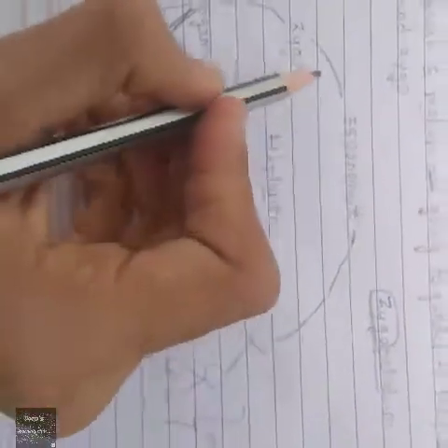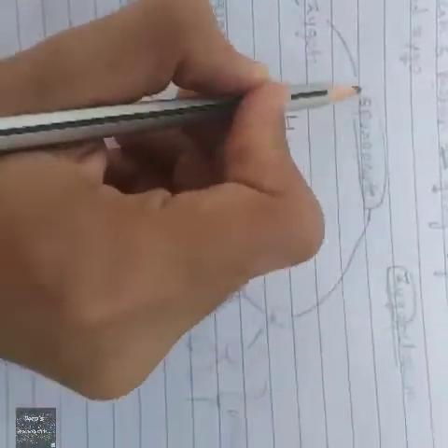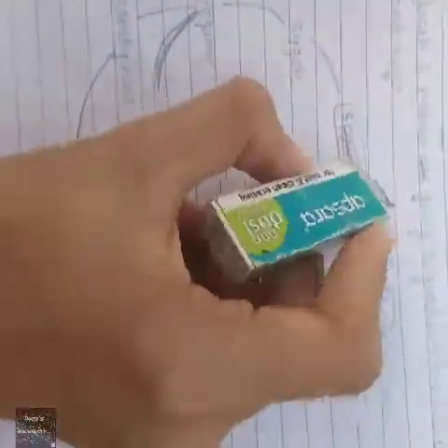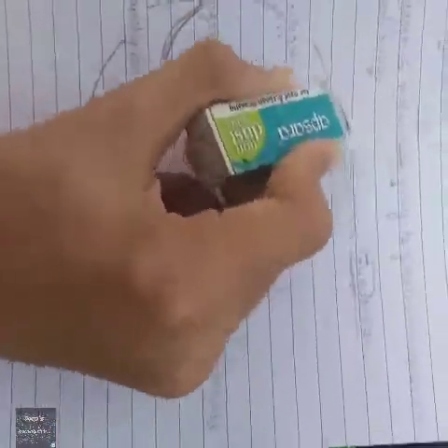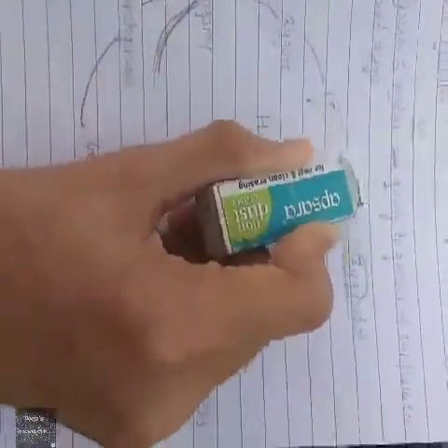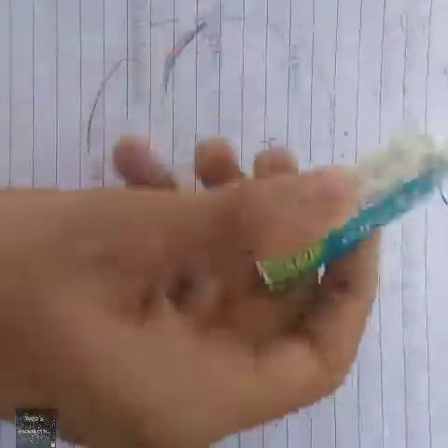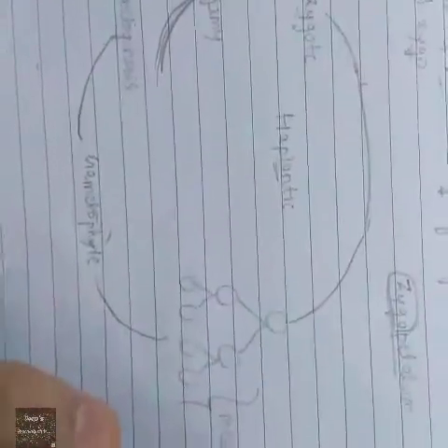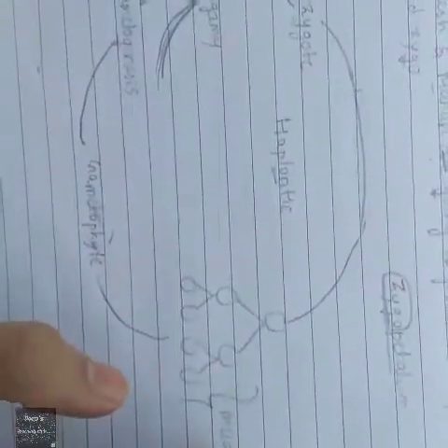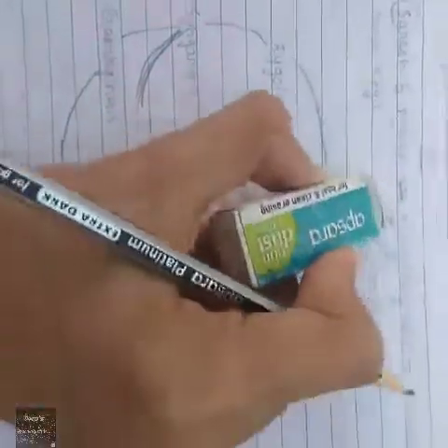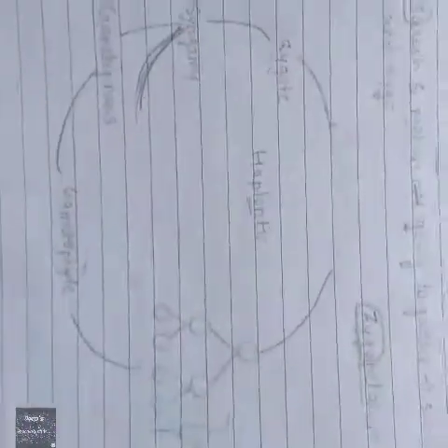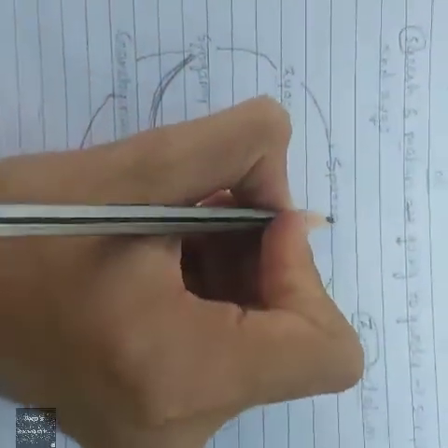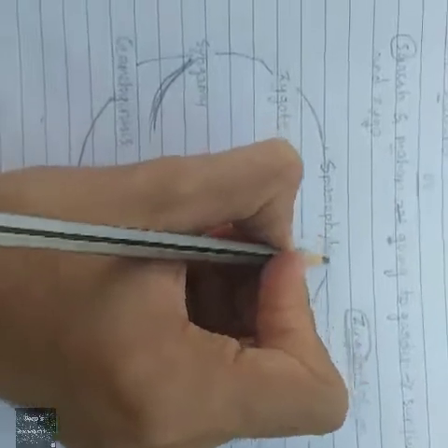In this cycle, if we remove this sporophyte, then it becomes, I'll erase it so you don't get confused. So now this is our haplontic cycle. Now if I want to draw a diplontic cycle, I will add sporophyte.